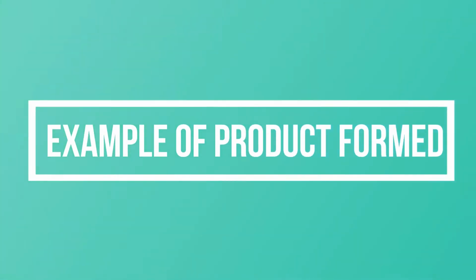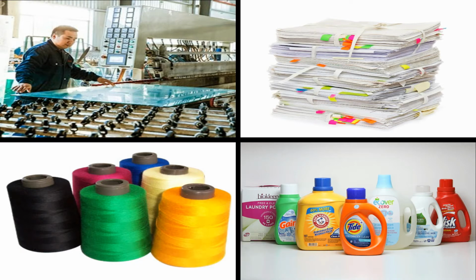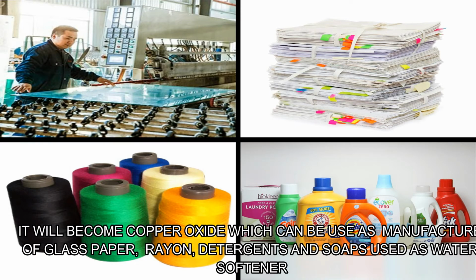Now, let's have a look at some of the uses of the products from heating metal carbonates. Copper carbonate. When copper carbonate undergoes thermal decomposition, it will become copper oxide, which can be used in the manufacturing of glass, paper, rayon, detergents, and soaps. It is also widely used as a water softener.